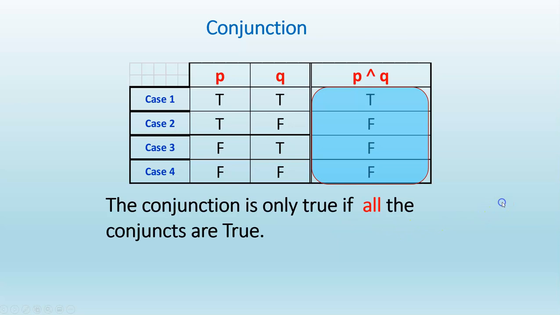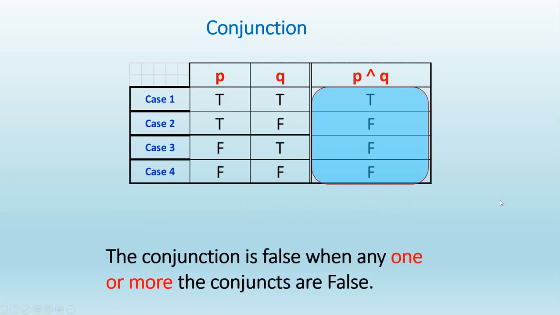P and Q is only true if all the conjuncts are true. In this case, we have two conjuncts, but we could have any number n, any finite number n. And they would all have to be true for the conjunction to be true. Another way to think about this is the conjunction is false when any one or more of the conjuncts are false. So in either case, 2 or 3, only one of the conjuncts has to be false for the conjunction to be false, or if both conjuncts are false, then the conjunction is false.